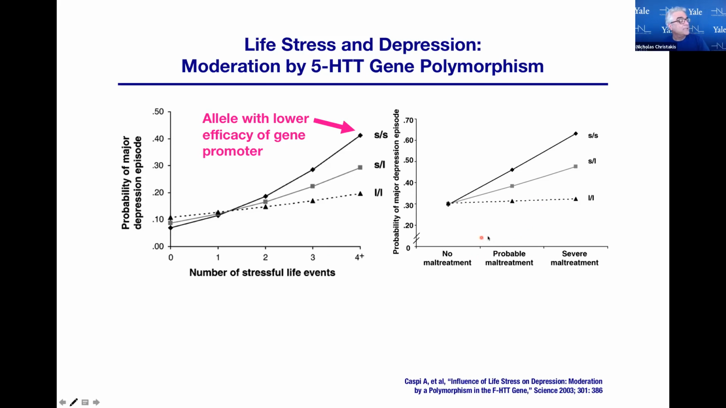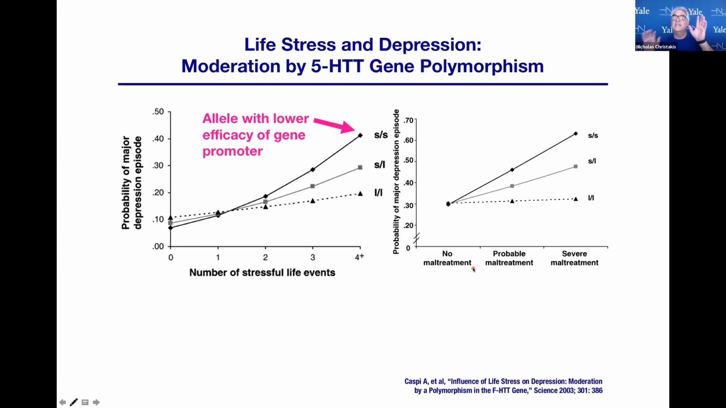On the right-hand side is a similar graph, now related not to stressful life events, but rather to maltreatment by the child's parents or relatives or environment, which shows the association between childhood maltreatment between the ages of 3 and 11 and adult depression between the ages of 18 and 26.